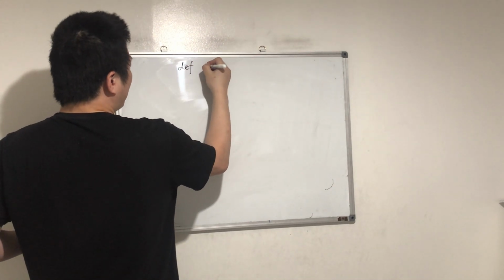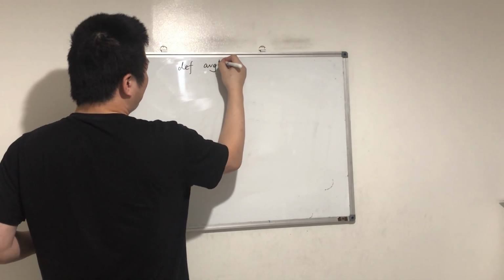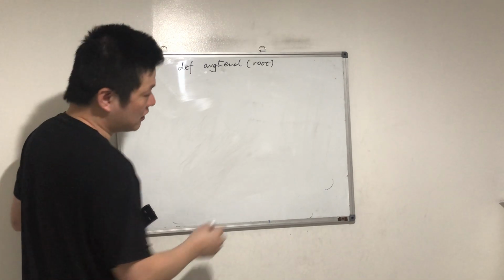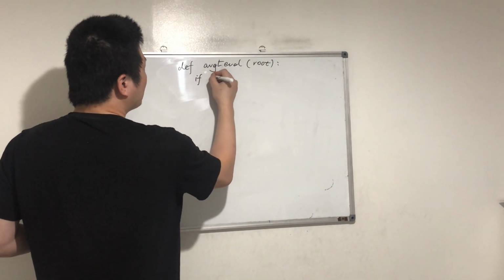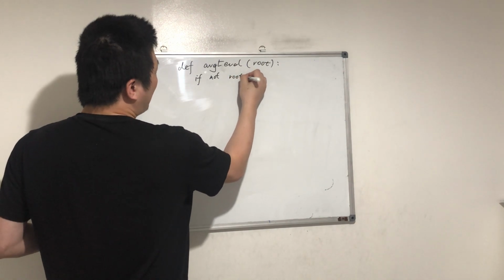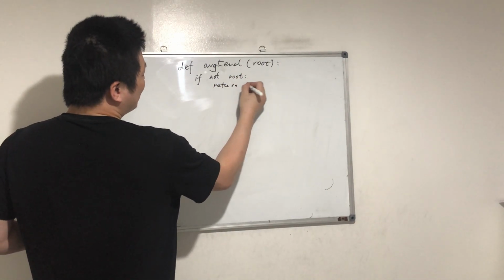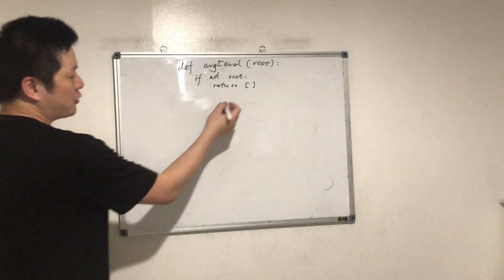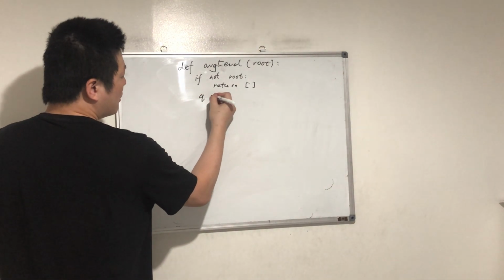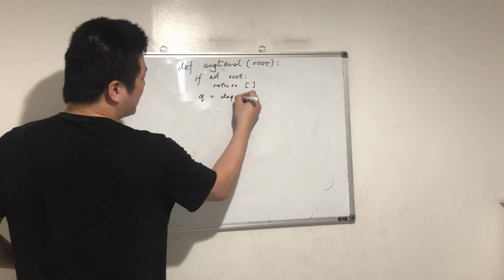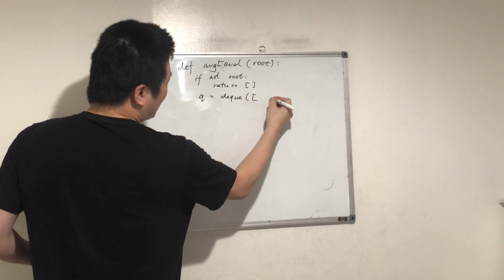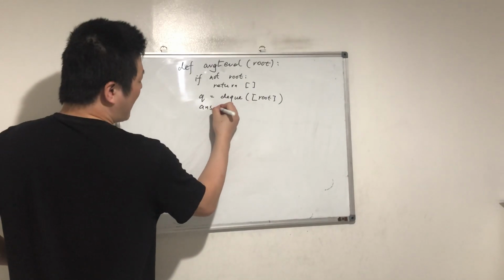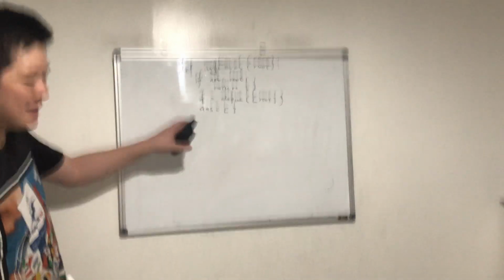Define average level. If it's not root, if it's empty, zero. We return an empty list, yes, which is called square bracket. Look, and then Q equals deque. What should I put at the beginning? The root, yeah. The root. And then I have answer. We want to return this answer, yeah?